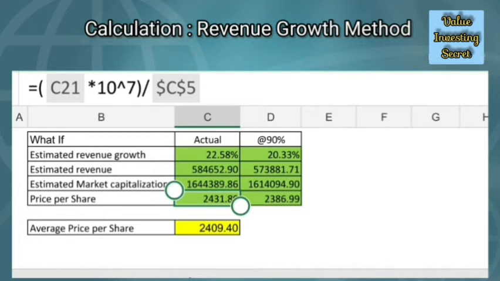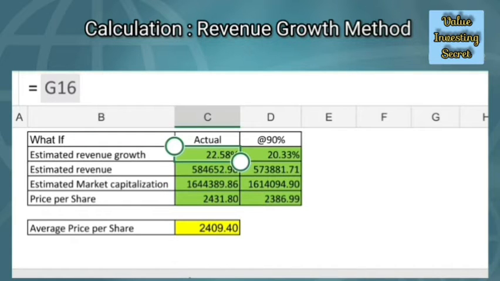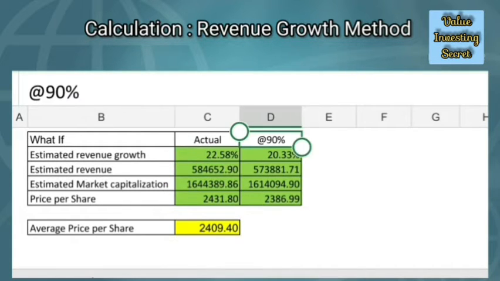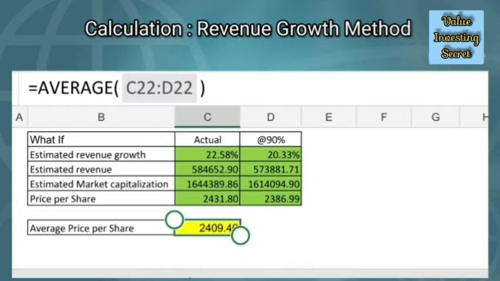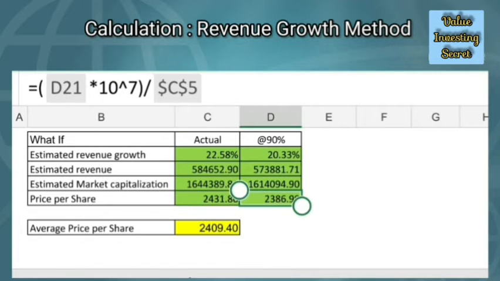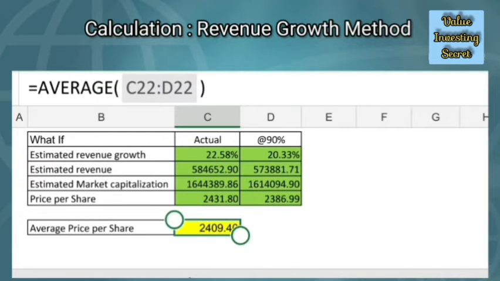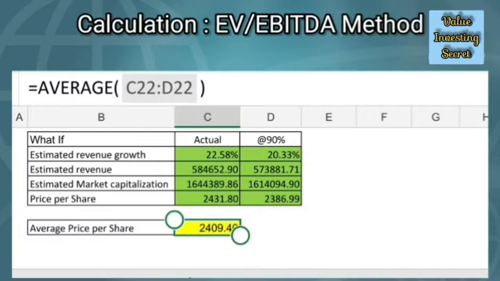So you will get the price value per share for actual CAGR is 2,431 rupees, and for 90% CAGR 2,386 rupees. So then I have taken the average of these two values. Then I got the final value of 2,409 rupees.